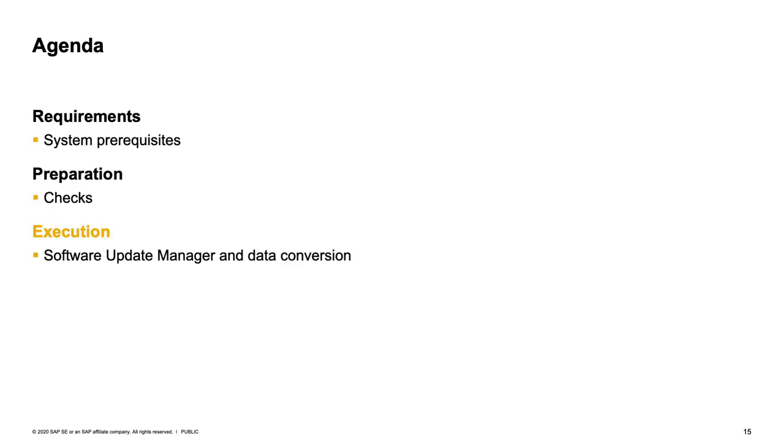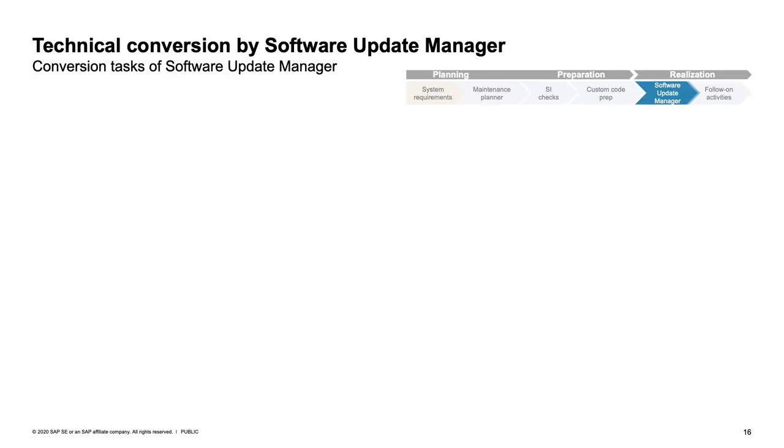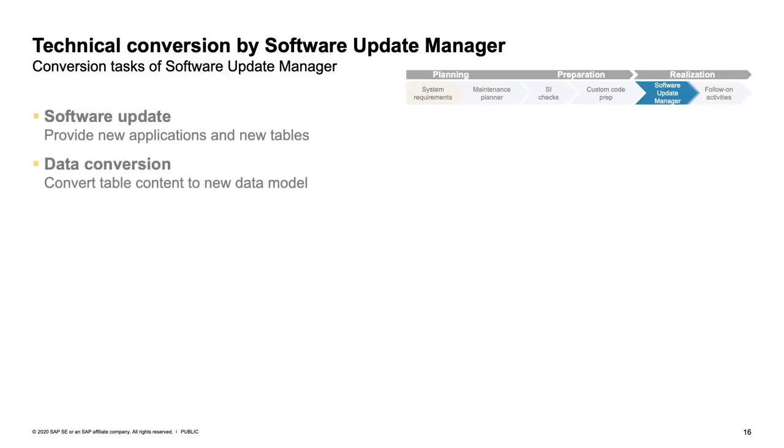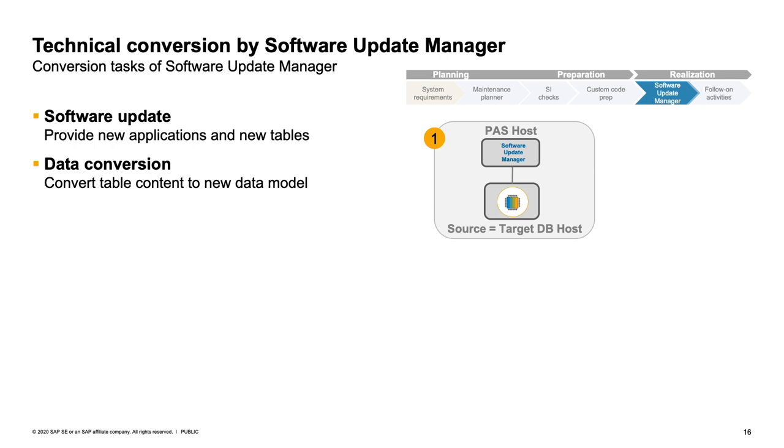Now, concerning the execution, the technical execution, especially for the Software Update Manager, this tool has the task to update the software, to implement the new components especially, and to trigger the data conversion. So the move from the old tables to the new tables of the new S/4HANA data model. So this data conversion, taking the table content, moving it to the new tables, is partially executed by the tool.